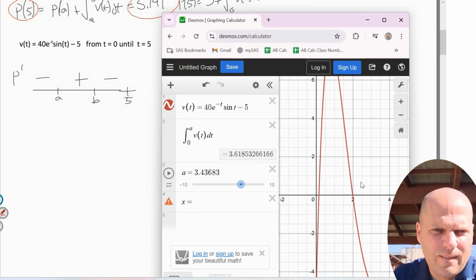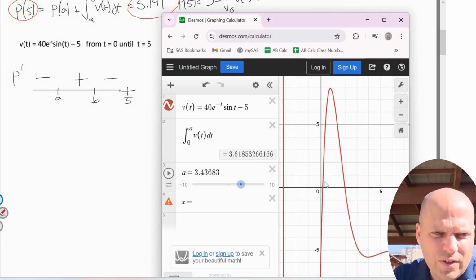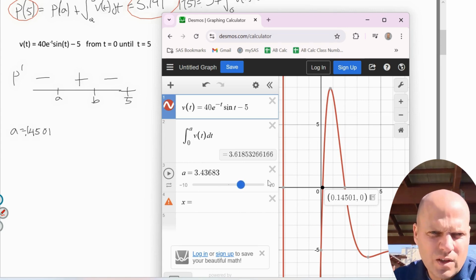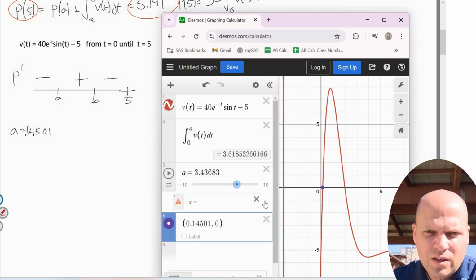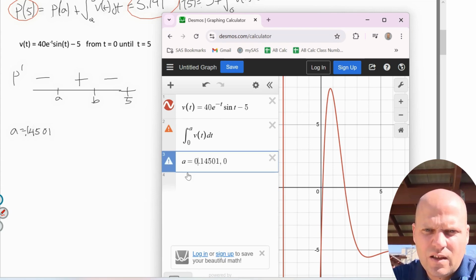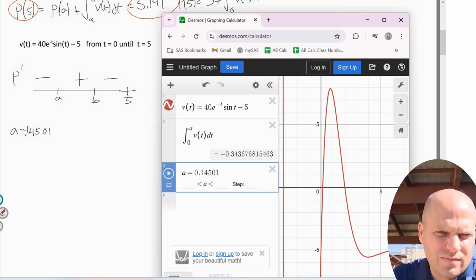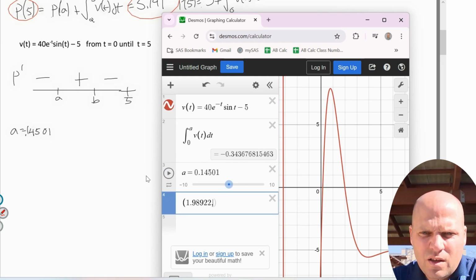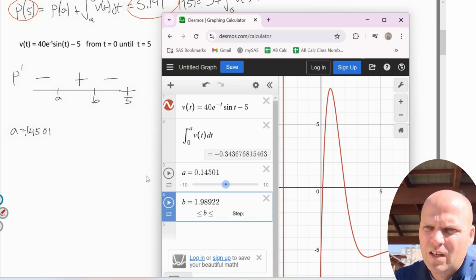Okay, so I can zoom out. And now we can find these values. Okay, A is 0.14501. So let's save that value. Let's get rid of this value, save this as A. You can also copy and paste it. Let's find B. Okay, there's B. Going to save this as B. B equals. Cool. Write that down.